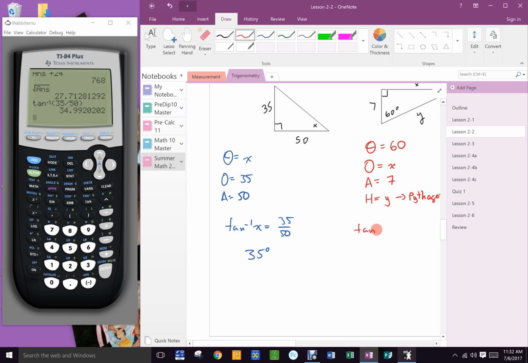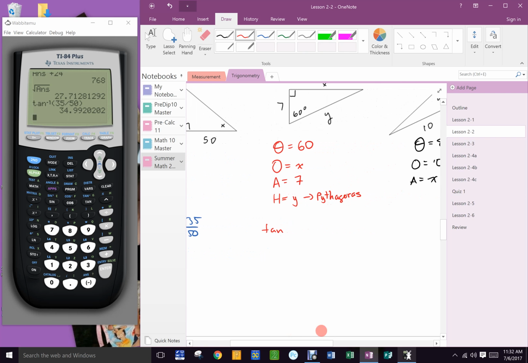Tan, do I have a theta? What is it? Tan 60 equals opposite, which is what? X over adjacent, which is what? 7. Number on the bottom. So what is that? Multiply or divide? Multiply. Think of algebra. To get rid of divided by 7, I'd have to multiply, right? So it's 7 tan 60 equals X. Punch that into your calculator. 7 times tan 60.